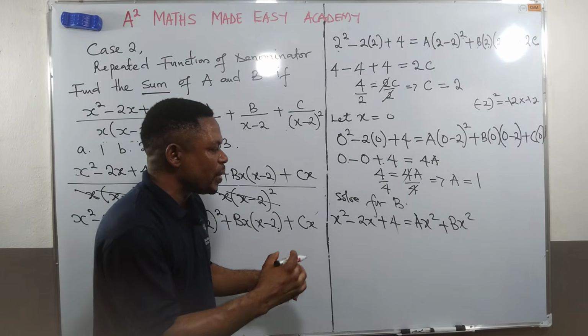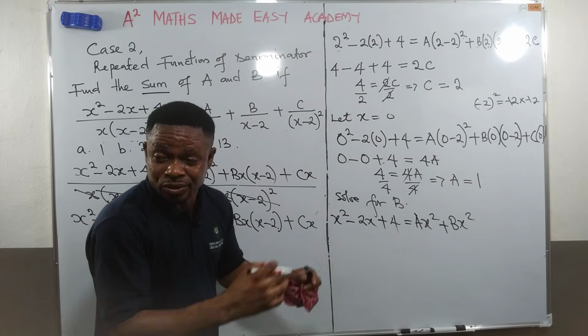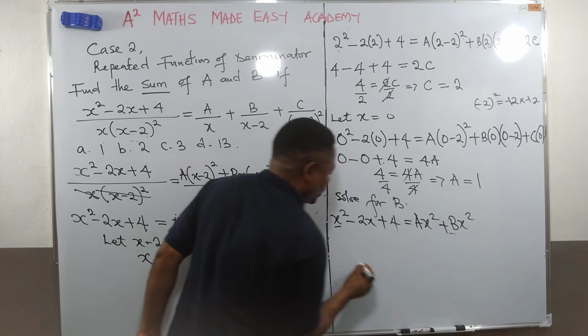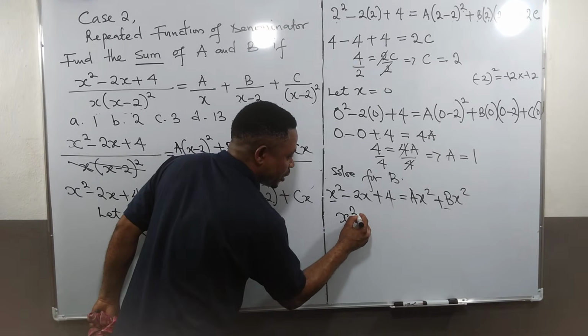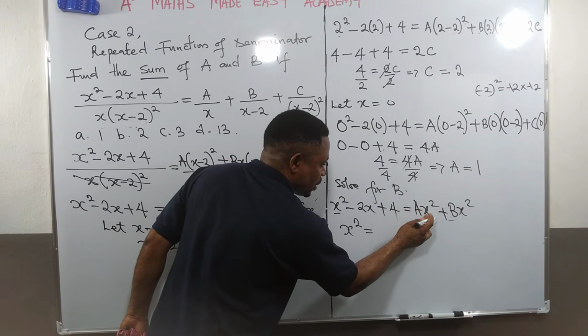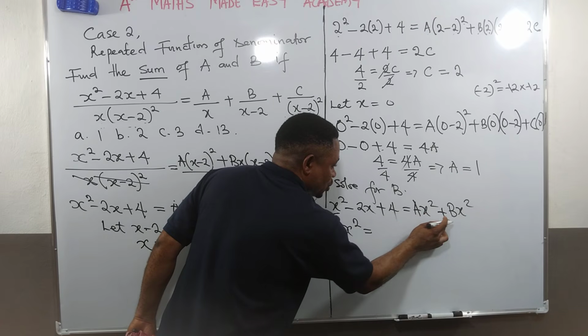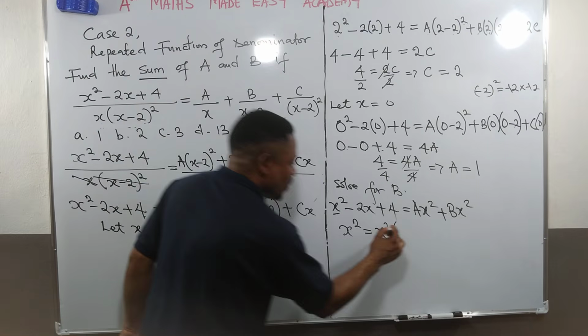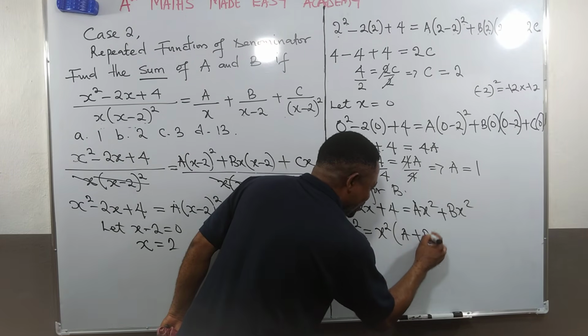Use what we call comparison of coefficients. This side will marry this side. Well, let's bring it out. x squared is now equal to, watch this. There is x squared here, there is x squared here. Factor x squared and open the bracket. It will remain A plus B. Are you with me?